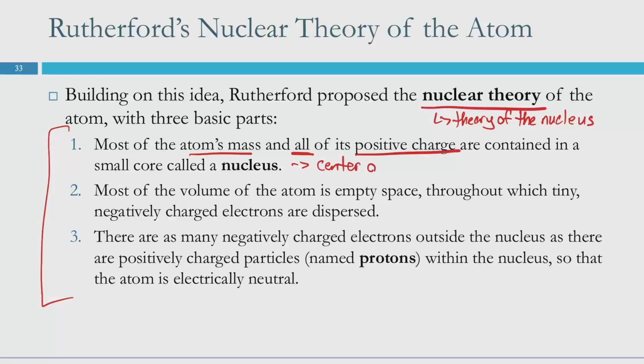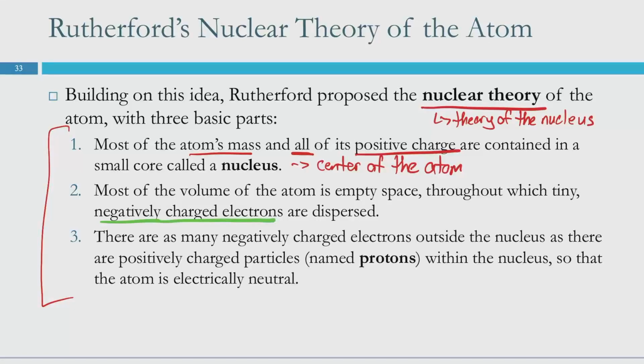This is the center of the atom, usually how we conceptualize it. So we've got a little tiny super dense core, and that's got most of the mass, like 99% of the mass, and all of the positive charges, all in this nucleus. Most of the volume of the atom is actually empty space. And in that empty space, we've got our negatively charged electrons just kind of dispersed like as a cloud.